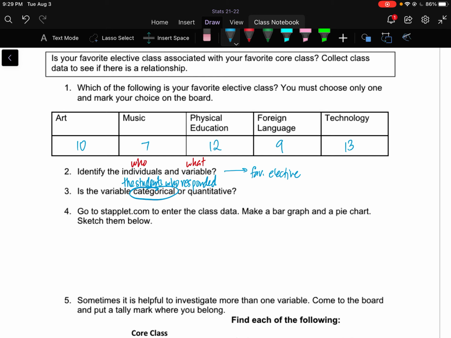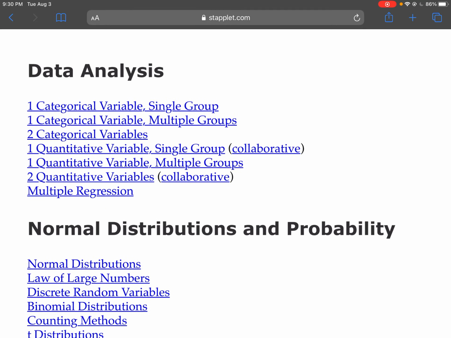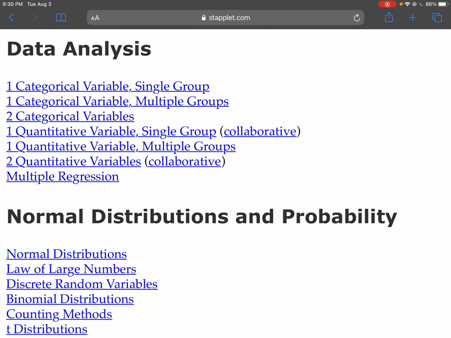Question number 4, we're going to create a bar graph and a pie chart using some online technology. There's a really cool website called Stapplet. It's more helpful than even your graphing calculator for creating nice statistical graphs. We're going to head over to that website, type in our numbers, and then create some graphs. Here it is, stapplet.com. There are a lot of different graphs you can make here. We're going to pick the first link, one categorical variable, a single group.